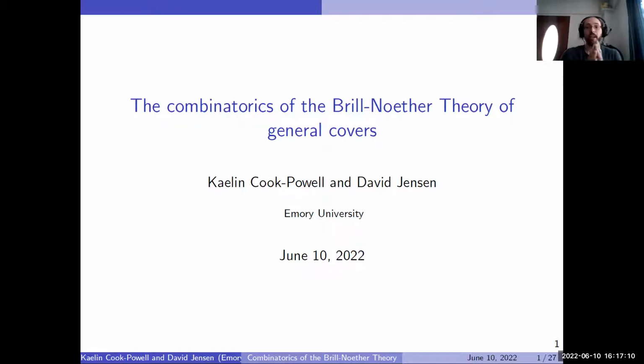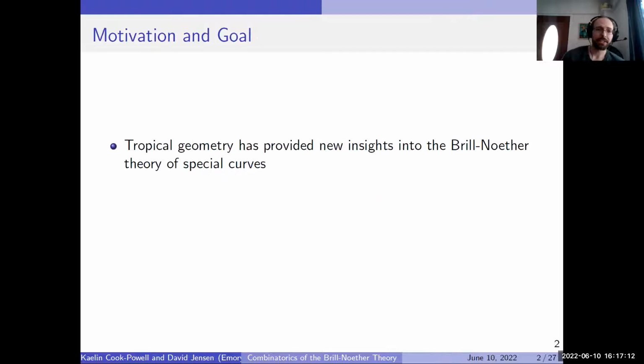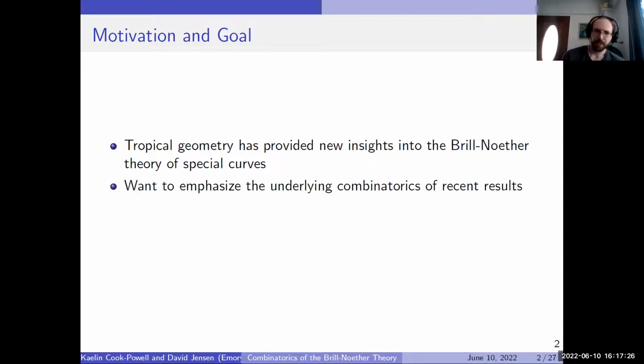So, this is joint work with Dave Jensen. What is my purpose today? Well, I want to give an idea of how tropical geometry has provided some new insights into Brill-Noether theory. And really what I want to focus on is some of the underlying combinatorics.